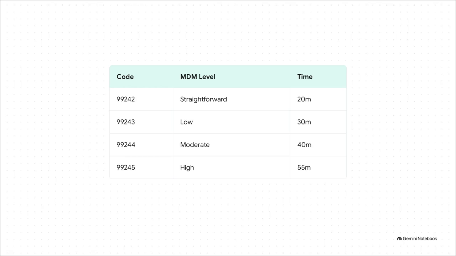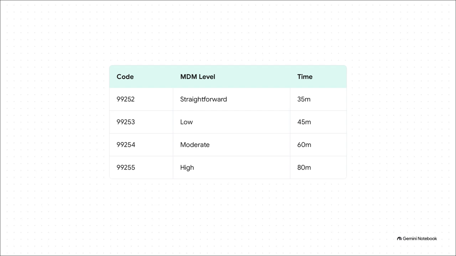Moving up a level, 99243 is low MDM, or 30 minutes. Stepping into higher complexity, CPT 99244 needs moderate MDM, or 40 minutes. And finally, the highest level, the big one, 99245, is reserved for high MDM, or 55 minutes of total time. Just remember, you only choose one basis per encounter, either that MDM level or the total time spent, not both.